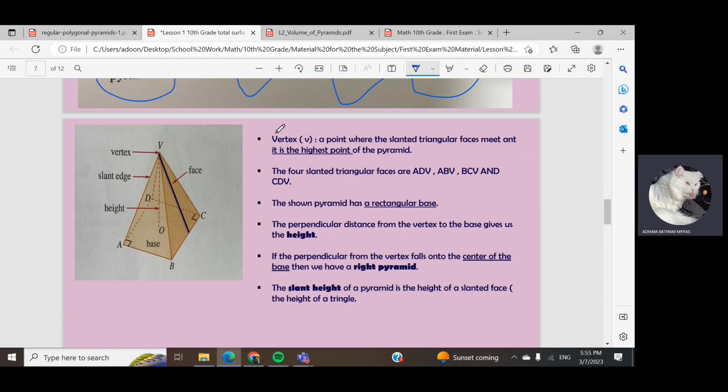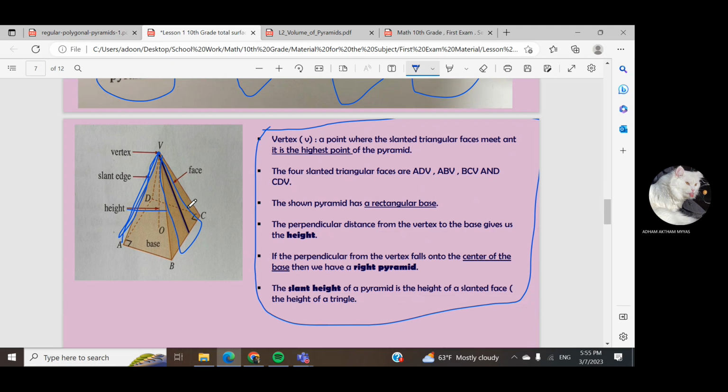We should know the meanings of these definitions. First of all, this point at the top of the pyramid, we name it the vertex. This is the height. This is the slant edge. Slant is ma'il. This is the face, and this is the base. The vertex is the point where the slanted triangle faces meet, and it's the highest point of the pyramid.